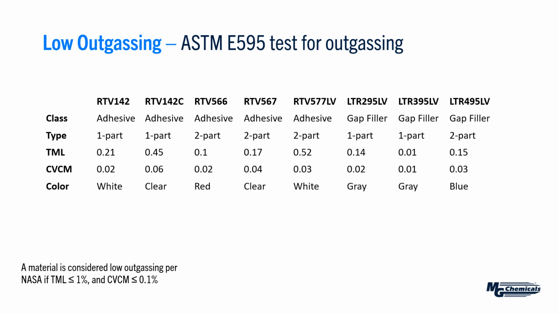And again, several products here. Most of them are adhesives. So again, the thing I wanted to highlight was the total mass loss and the CVCM, which are the critical things that you would communicate to a customer in terms of selling them on this idea that it is low outgassing material. I brought up color because sometimes that could be important, but that's usually a secondary consideration. The last three materials on the right, again, those are gap fillers.